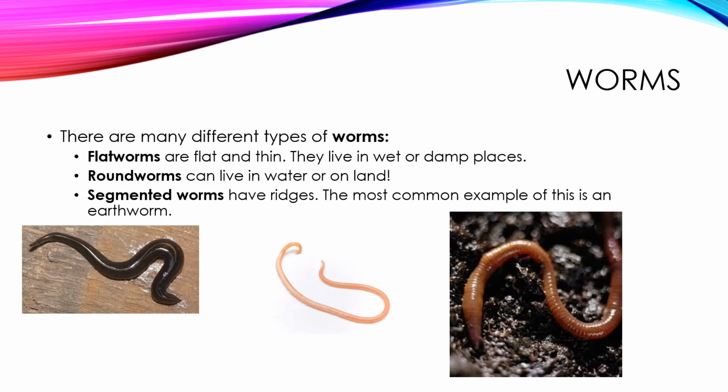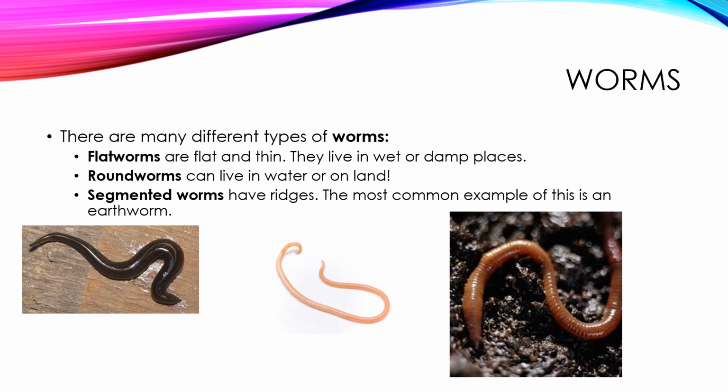The second type of invertebrates are worms. There are a lot of different types of worms, but today we're just going to talk about a few. Flatworms are really flat and they're thin. They live in wet or damp places. Roundworms, on the other hand, can live in water or on land, so you might see these after it rains.